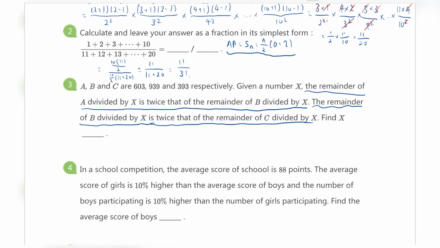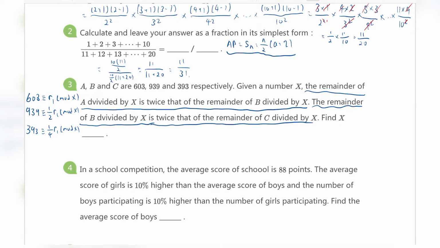So in this case, we can see that 603 gives us a remainder. Suppose it's R1 modulo x. We have 939 giving us half R1 modulo x, and then we have 393 giving us 1/4 R1 modulo x, because B divided by x is twice that of the remainder of C divided by x. That's the main idea.